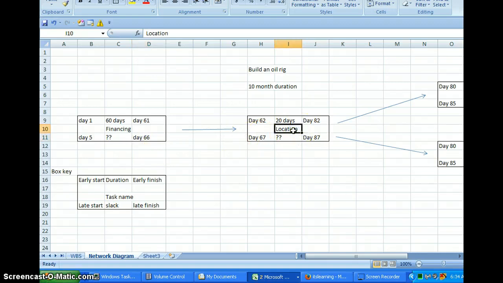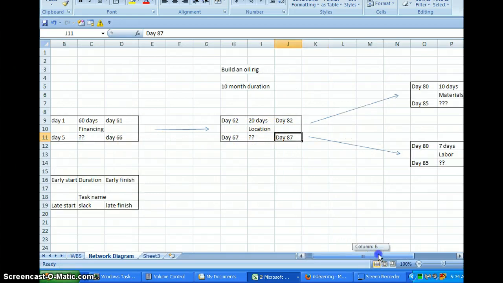Now you start hunting down a location, remember, either inland or onshore, or waterfront. Day 62, as you see, it finishes day 61. Day 62 goes for 20 days to day 82. Day 67, it starts right after this. Figure out the slack time, and day 87. So what you're seeing here is you need the location. Once the financing is in place, then you start with the location. So location needs to be done by 87.